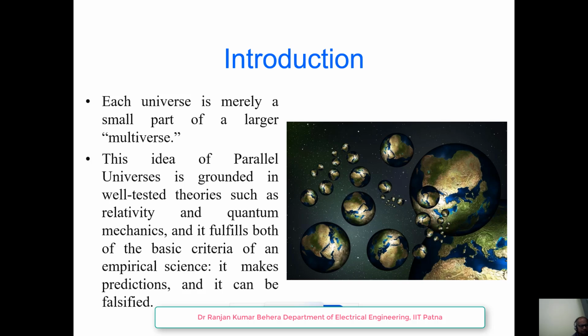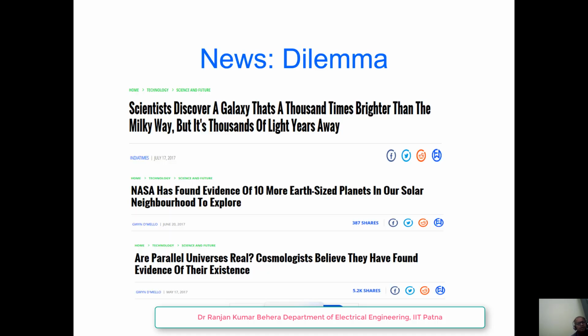The idea of parallel universes is that there is ground reality; people have studied it through relativity theory and quantum mechanics. And if you see, there is a lot of news in technology, in all the newspapers around the world, saying that scientists discovered a galaxy that is 1,000 times brighter than the Milky Way. But it is far, far away. NASA has found evidence of 10 more Earth-sized planets in our solar neighborhood to explore.